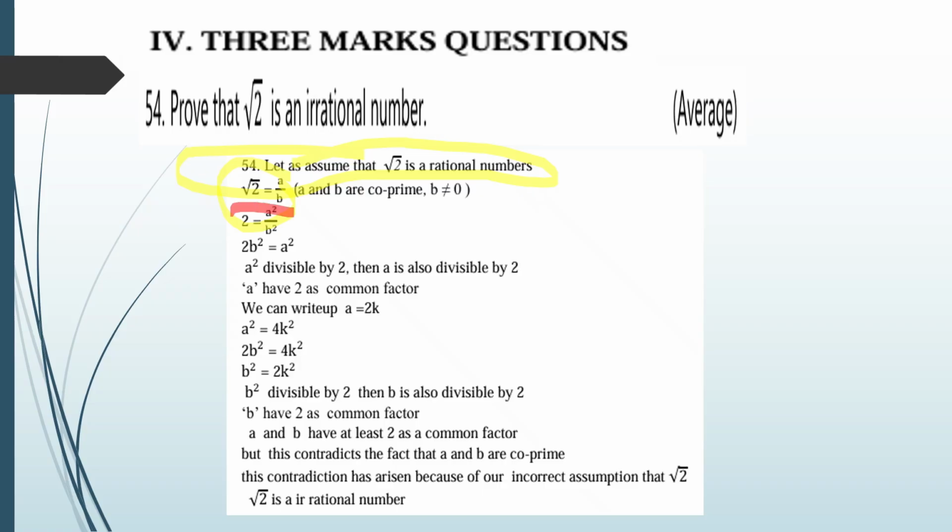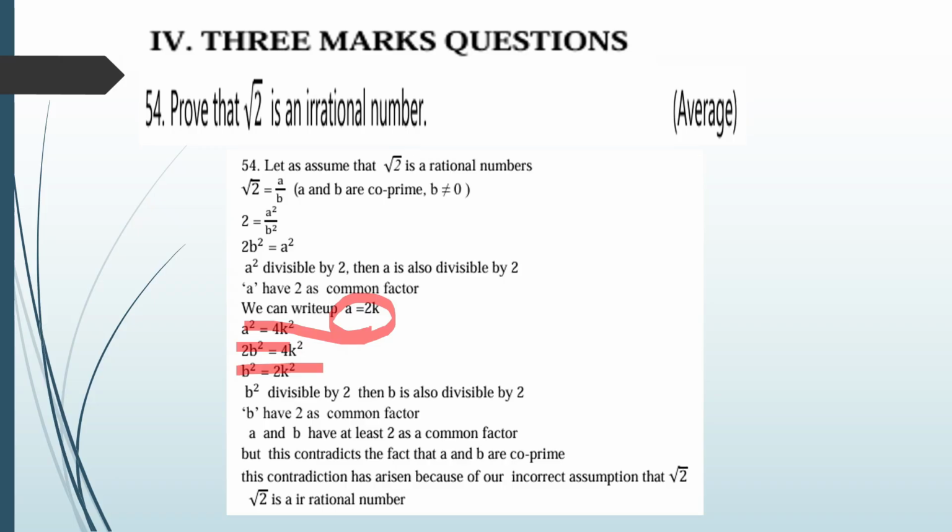So 2 is equal to a square divided by b square. If you cross multiply, you will get 2b square is equal to a square. A square is divisible by 2, then a is also divisible by 2. A has 2 as a common factor. We can write a is equal to 2k. Then by squaring both sides, you can write a square is equal to 4k square. So 2b square is equal to 4k square, b square is equal to 2k square.